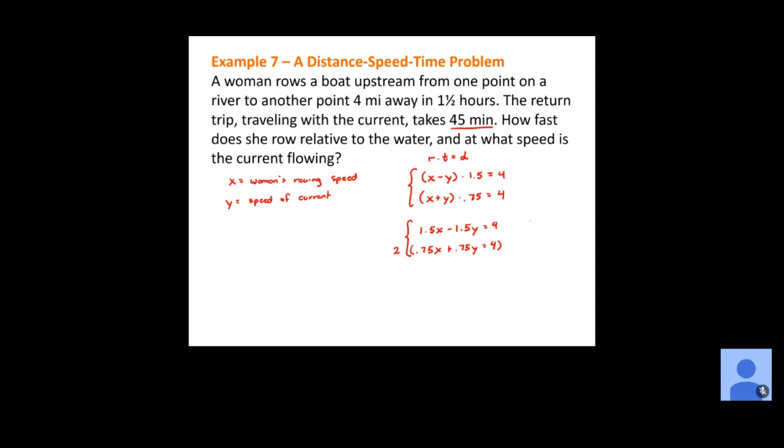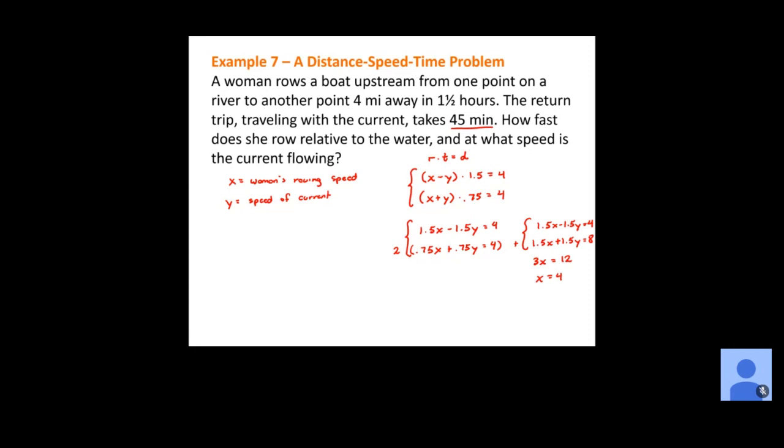If I do that, we're going to have, keep the top equation, 1.5x minus 1.5y equals 4. Down here, then, we're going to have 1.5x plus 1.5y equals 8. Oh, sorry, this should be a plus. Now, when I add these two equations together, I'm going to end up with 3x. My y terms are going to cancel, and then we're going to have 12. Divide both sides by 3, and we have x equals 4.